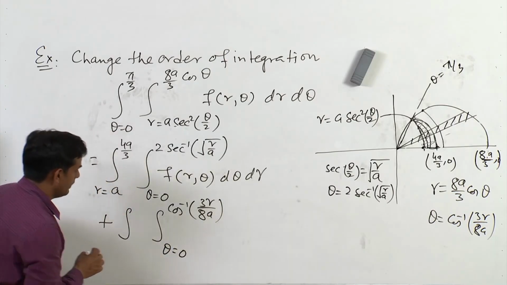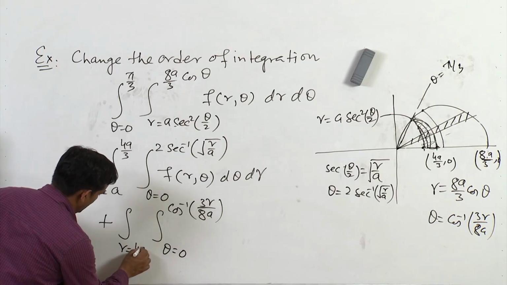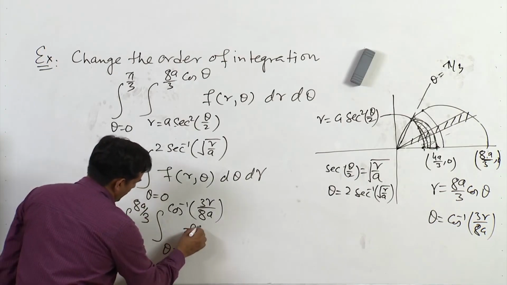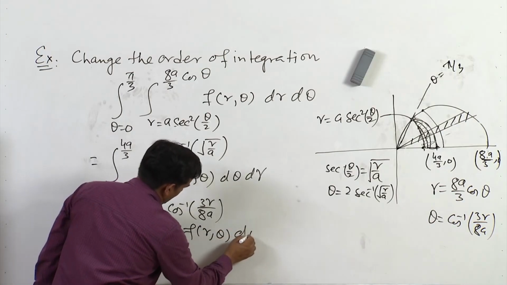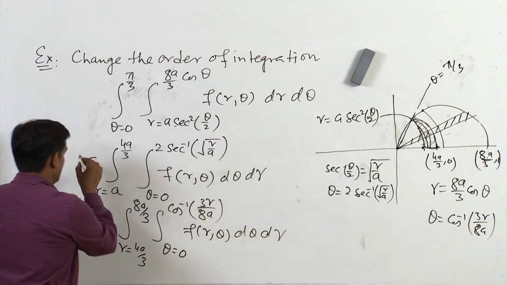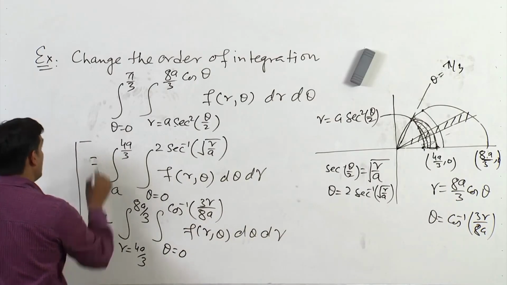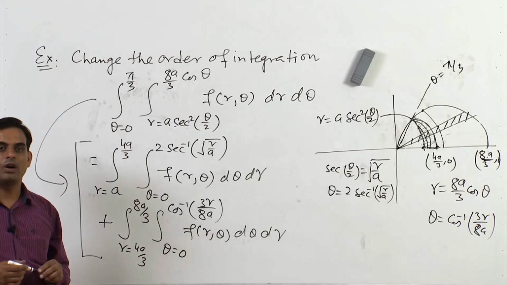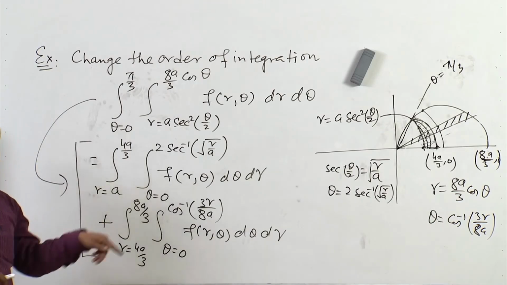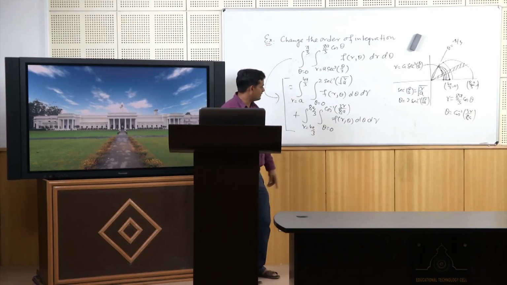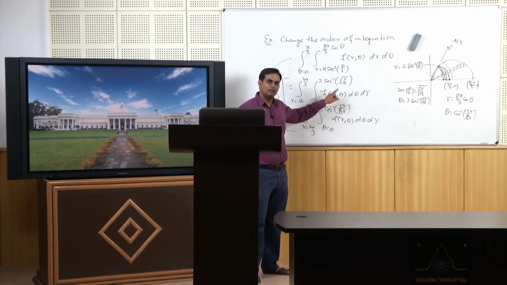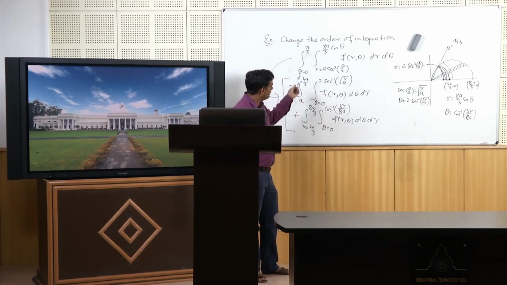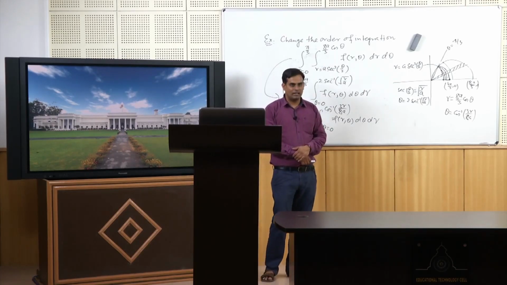And then r will go from 4a by 3 to 8a by 3, f(r, theta) d theta dr. So this is the complete solution after changing the order of the integral. So now my region is divided into two sub-regions and I need to calculate the double integral separately on each sub-region. So this is the change of order in polar coordinates.